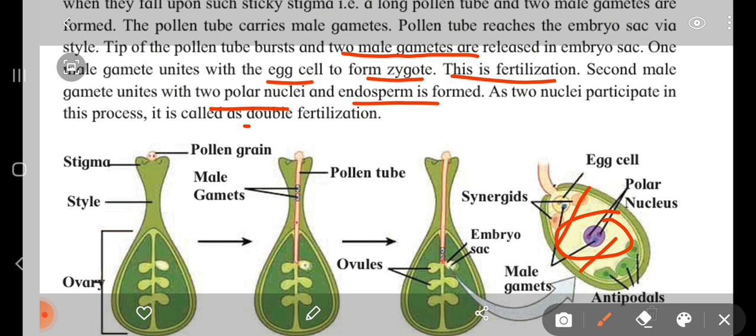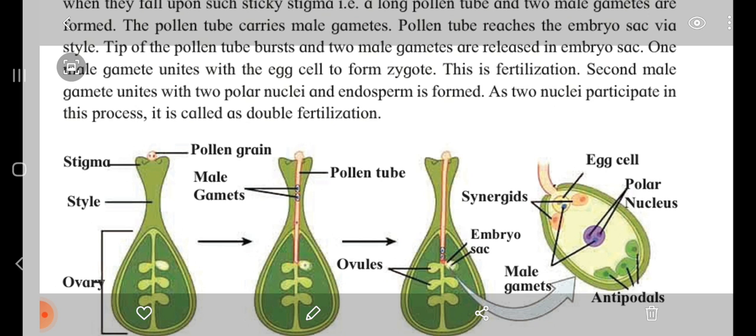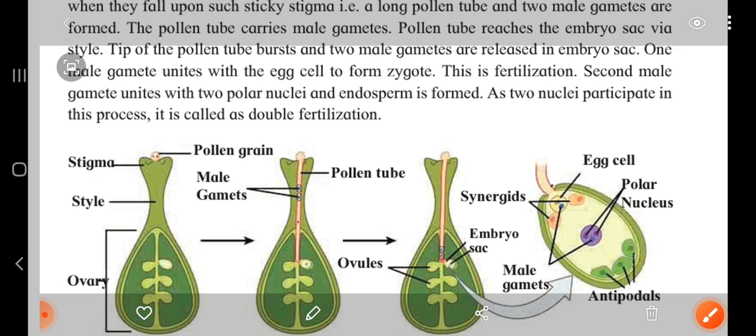As two nuclei participate in this process, it is called double fertilization. So the question comes, what is double fertilization? You are supposed to explain like this: one male gamete goes with the egg cell, the other male gamete goes with the polar nuclei. This is double fertilization.